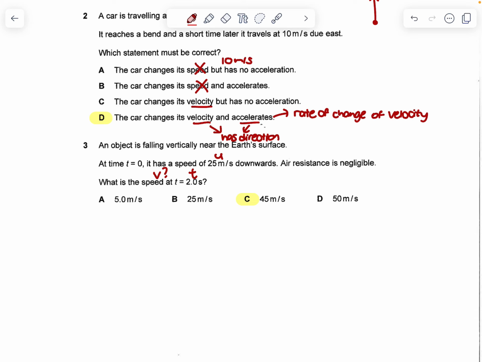As you know, it falls near the Earth's surface, so g is equal to 10 meters per second squared, which is also the acceleration. So the formula for acceleration, a equals v minus u over t. We know that acceleration is 10 meters per second squared, equal to finding v minus u, 25 meters per second, over the time of 2.0 seconds.